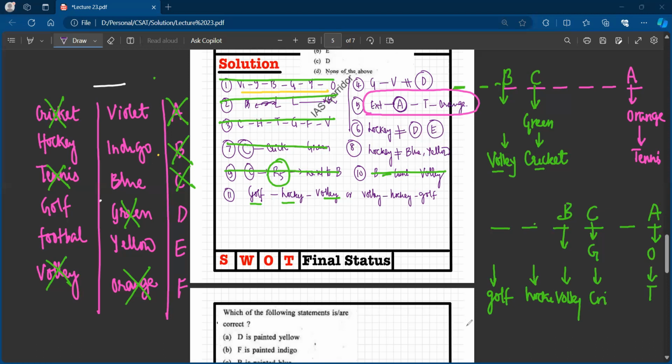Clear? Now we know golf, we know hockey is between golf and volley. Now we are sure that golf is a violet color. So this has to be violet. Golf is eliminated. Hockey is eliminated. So this has to be football. So football is eliminated. Golf, hockey, volley, cricket, football, and the tennis. So we have done all the games part.